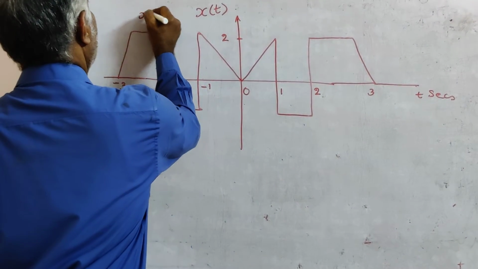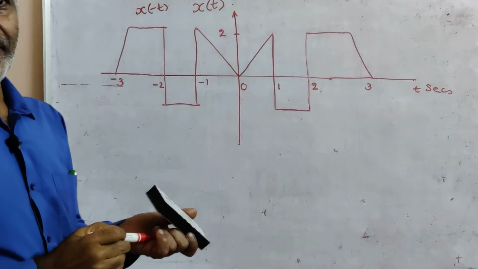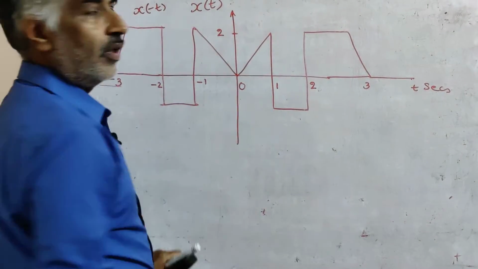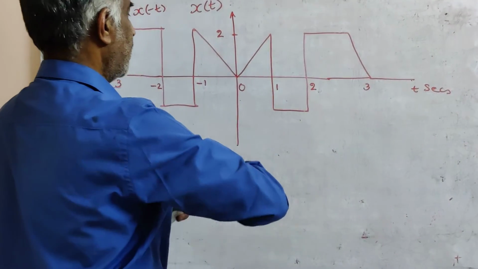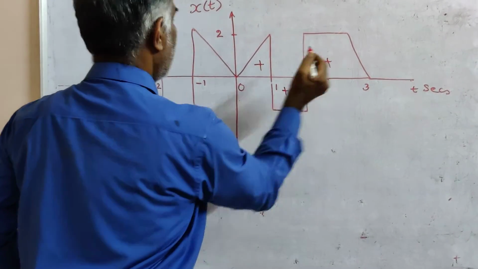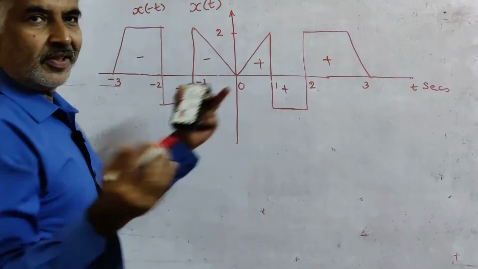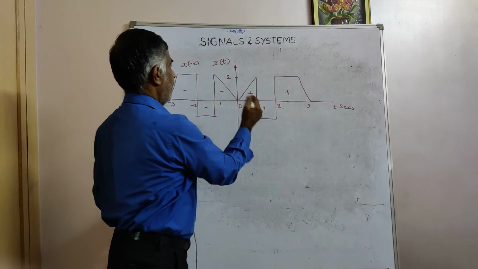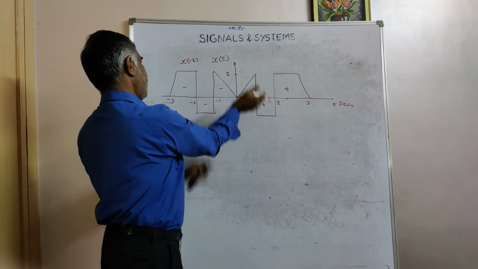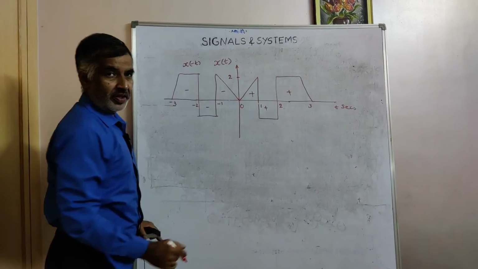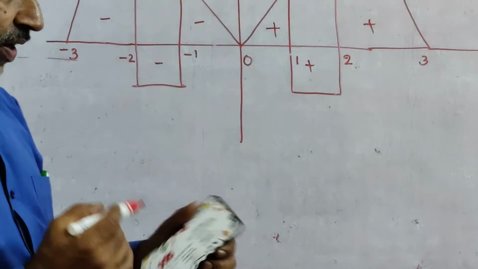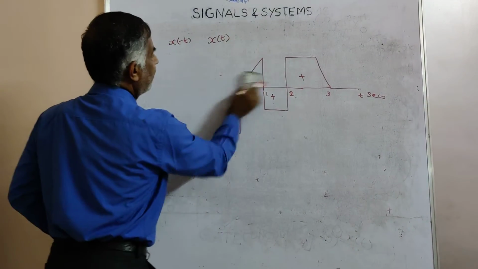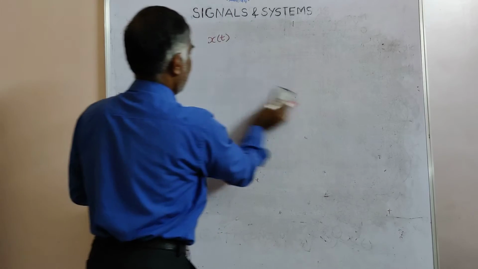This is what is called x of minus t. And one thing, if you have correctly sketched x of minus t, if you overlap this, the positive portion must exactly overlap with the negative portion. That is the way you can check. This is what is known as mirror imaging. Next, in the case of discrete signals, I will also clarify one point.